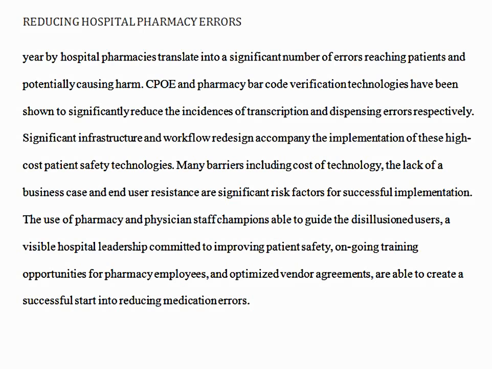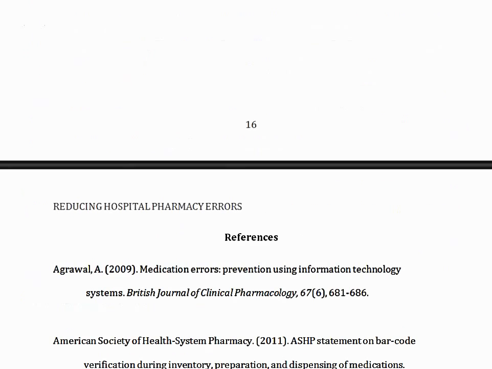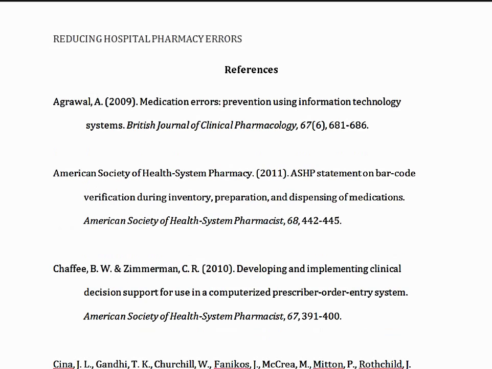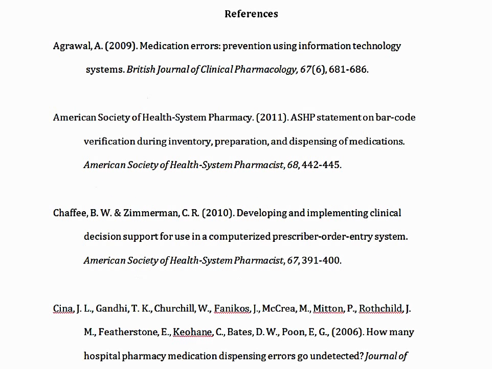in the future. After the last page in the body of your paper, go to a new page, and here you list your references in alphabetical order. I highly recommend that you use one of 3 citation machines. Those citation machines, once you put in the correct information, will generally give you a good citation.